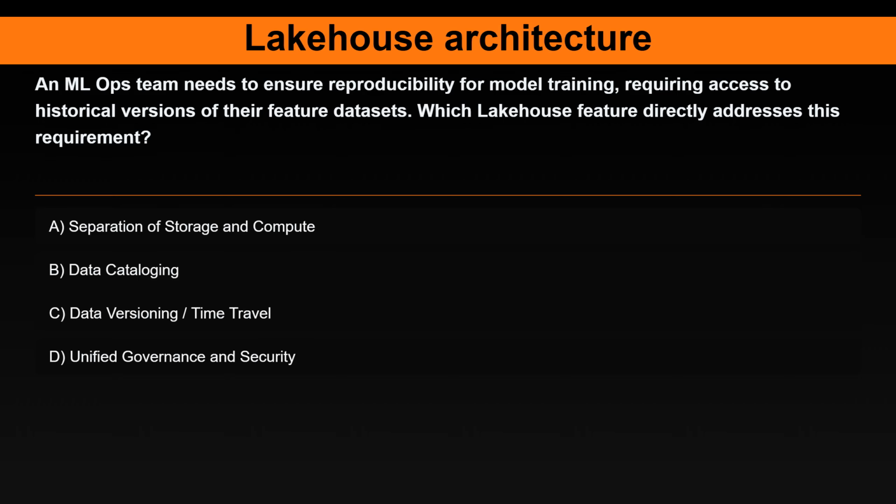Question 18. An ML Ops team needs to ensure reproducibility for model training, requiring access to historical versions of their feature datasets. Which Lakehouse feature directly addresses this requirement? Option A, separation of storage and compute. Option B, data cataloging. Option C, data versioning/time travel. Option D, unified governance and security.